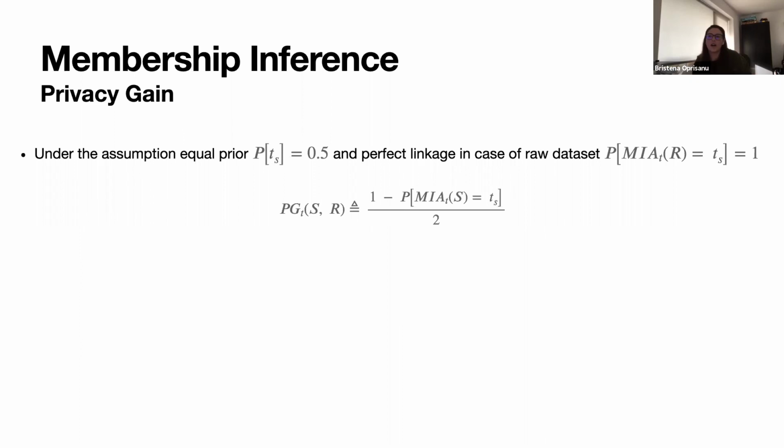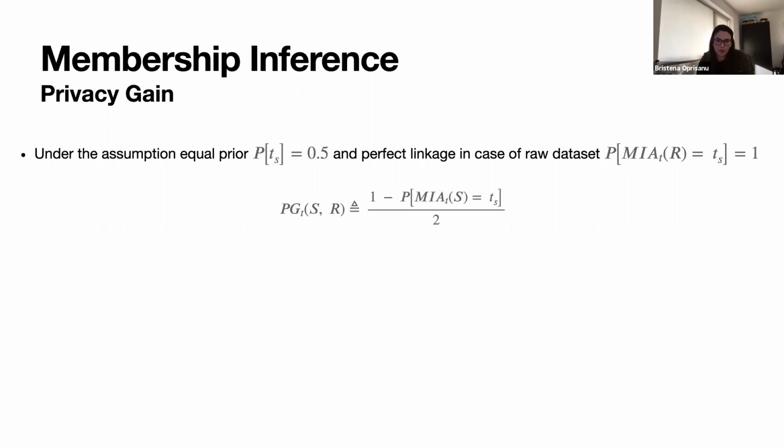So now we have an assumption that we have an equal prior of 0.5, which is exactly the random guess baseline, especially in the case of membership inference. And we also know that the adversary that has access to the raw data set can say whether the target was or wasn't in the raw data set with probability 1.